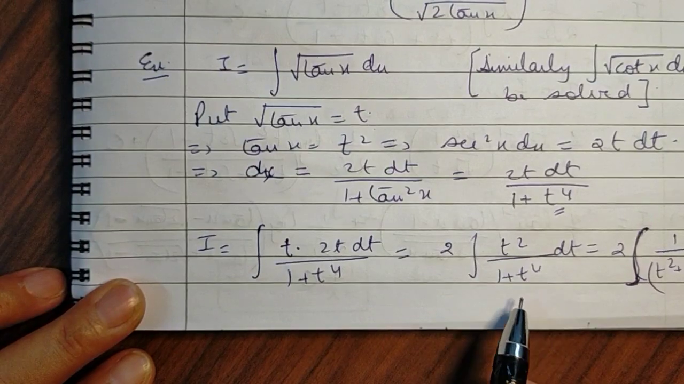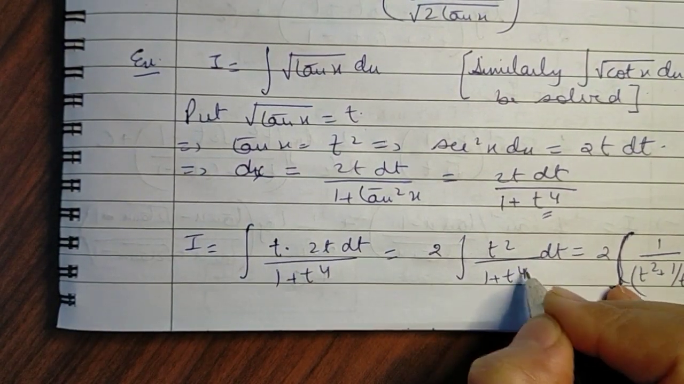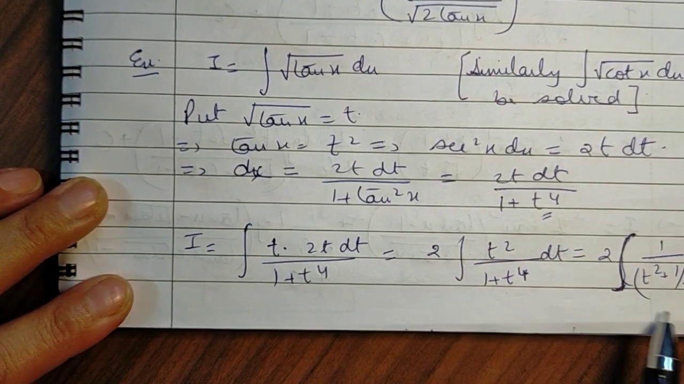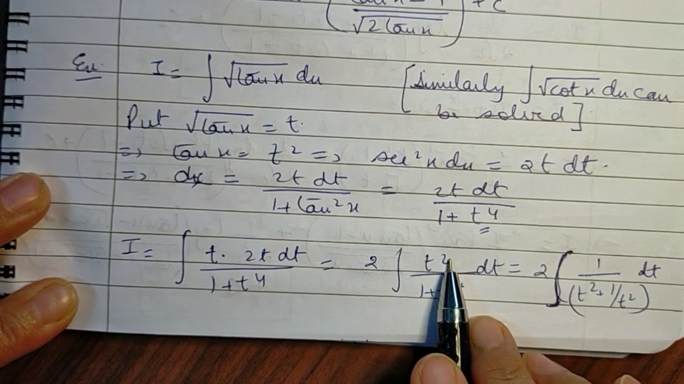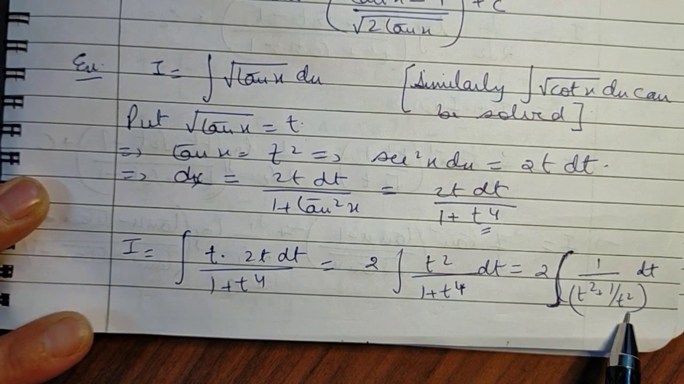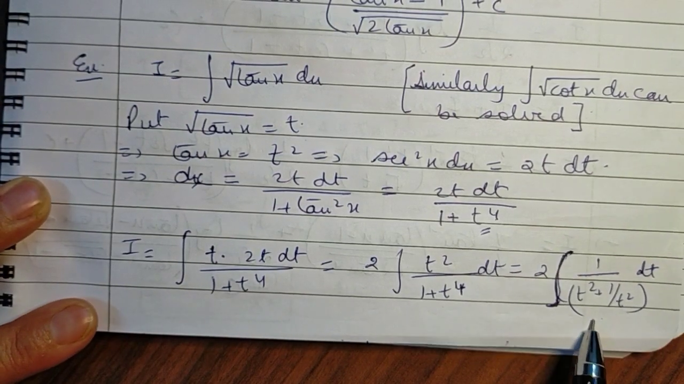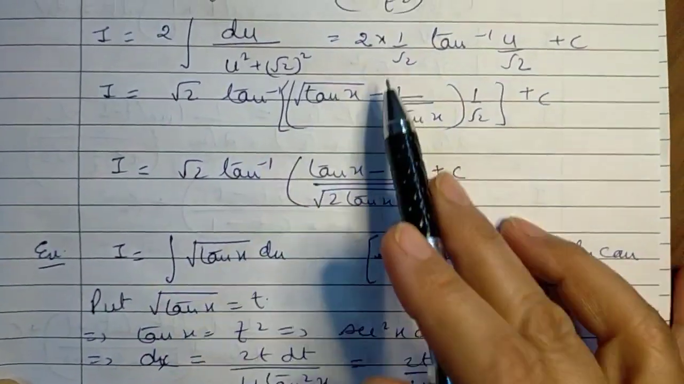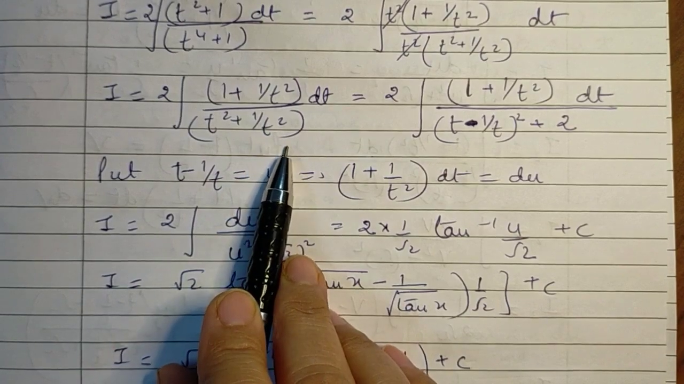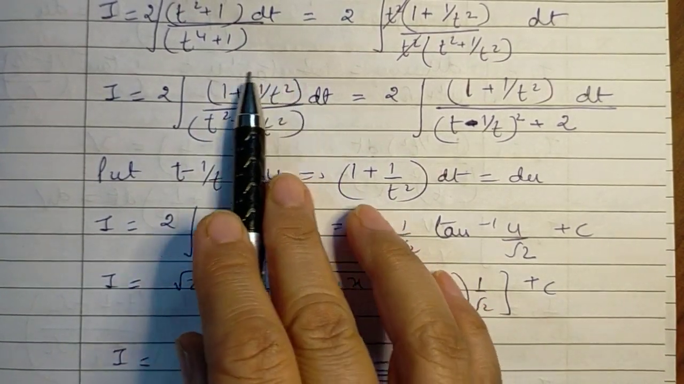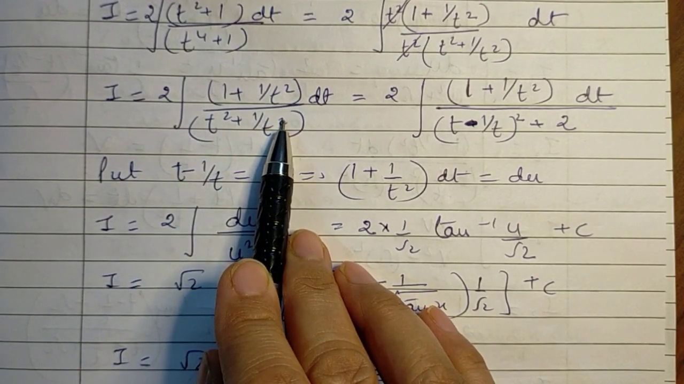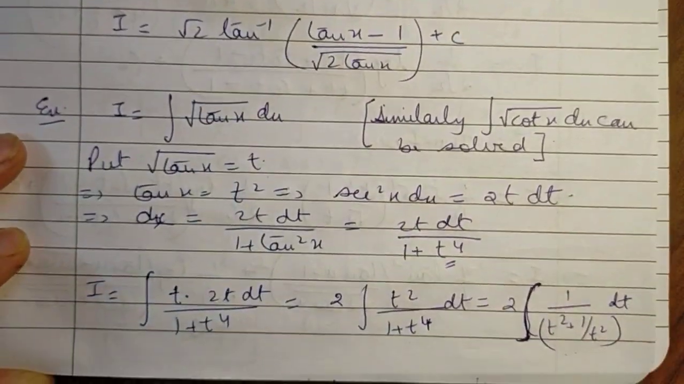This becomes t squared over 1 plus t raised to power 4, which is again only in terms of even powers. Again, from the denominator we take out t squared common, which gets cancelled with the numerator. We are left with 1 upon t squared plus 1 upon t squared. Now this question, unlike the previous one, where along with the denominator t squared plus 1 upon t squared we had something in the numerator which helped us decide how to convert it into a perfect square, is different. But here also we have to proceed further.